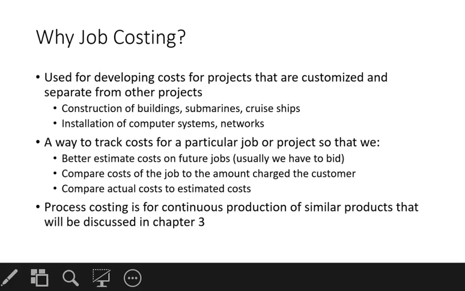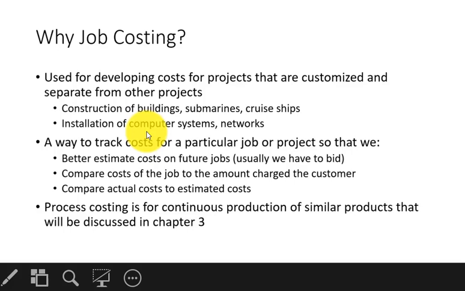So that's what we're looking at with job costing: the types of projects, the types of work, even the types of manufacturing where a particular product is made to order specifically for a customer and has a very distinct beginning and end. You know when you're going to start and you know when you're going to end. Okay? So building submarines, cruise ships, those are big projects. Maybe smaller, installation of computer systems, computer networks, architectural drawings would be a job. Okay, these are all the types of things we would use job costing for.